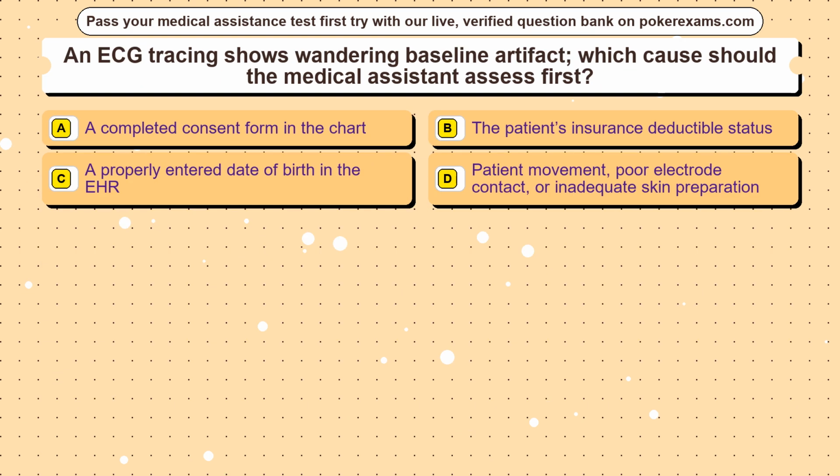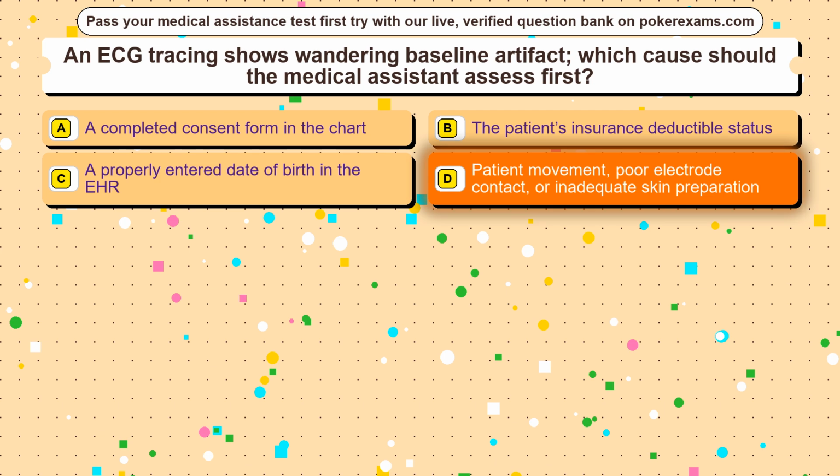Question 93. An ECG tracing shows wandering baseline artifact. Which cause should the medical assistant assess first? Option A. A completed consent form in the chart. Option B. The patient's insurance deductible status. Option C. A properly entered date of birth in the chart. Option D. Patient movement, poor electrode contact, or inadequate skin preparation.